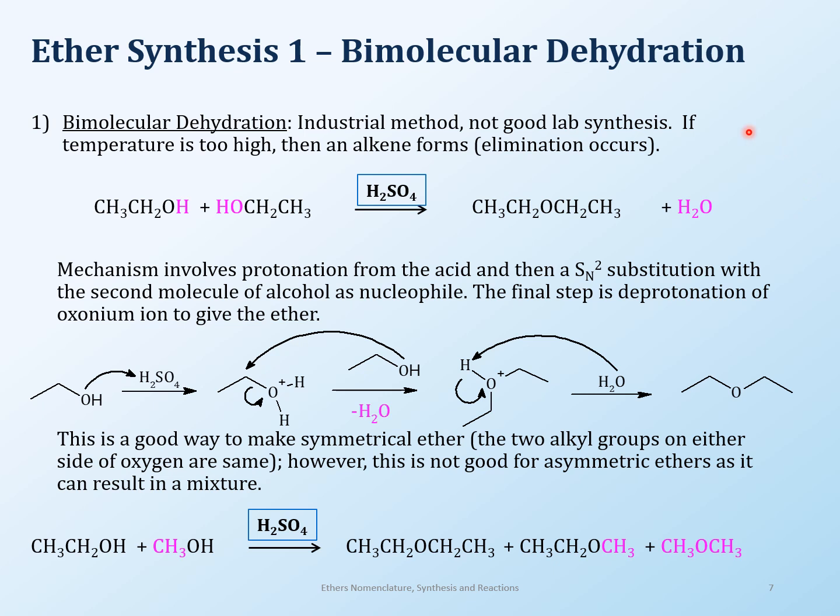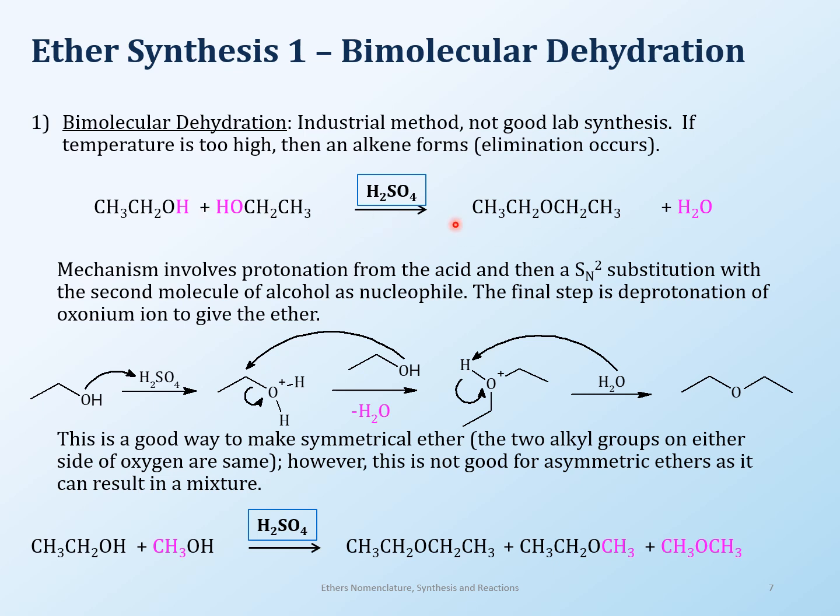All right, so let's talk about synthesis. There are just two or three syntheses for ethers, and the first one is called bimolecular dehydration. Really what it is, is taking two alcohols, treating them with sulfuric acid, and then you get the ether, okay, and the water molecule. So it's a dehydration, so you're removing water in the process.